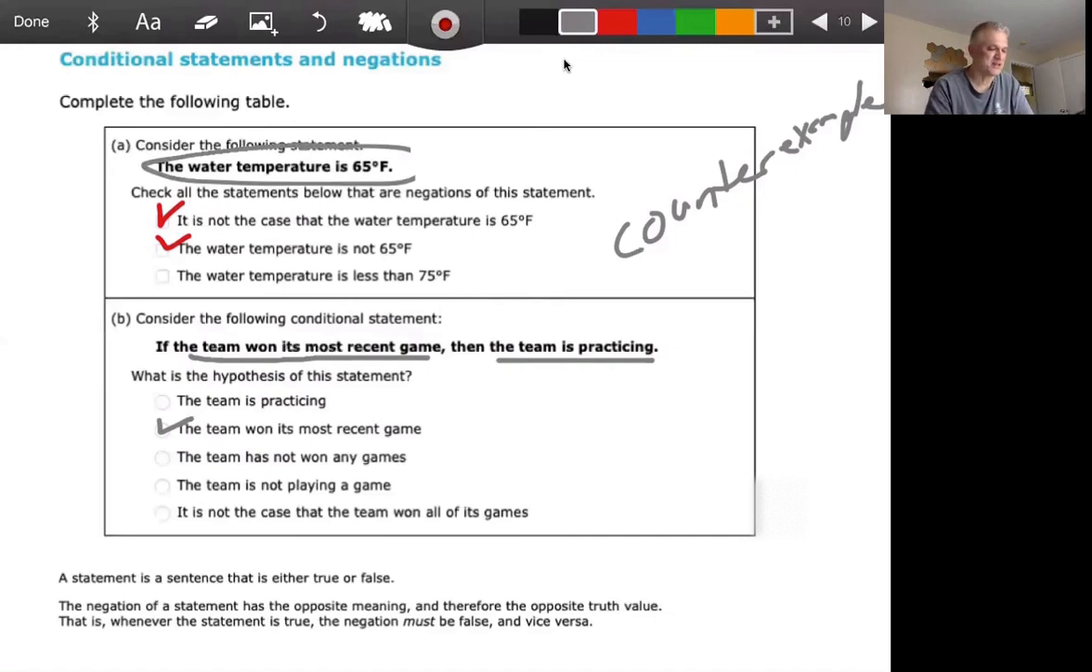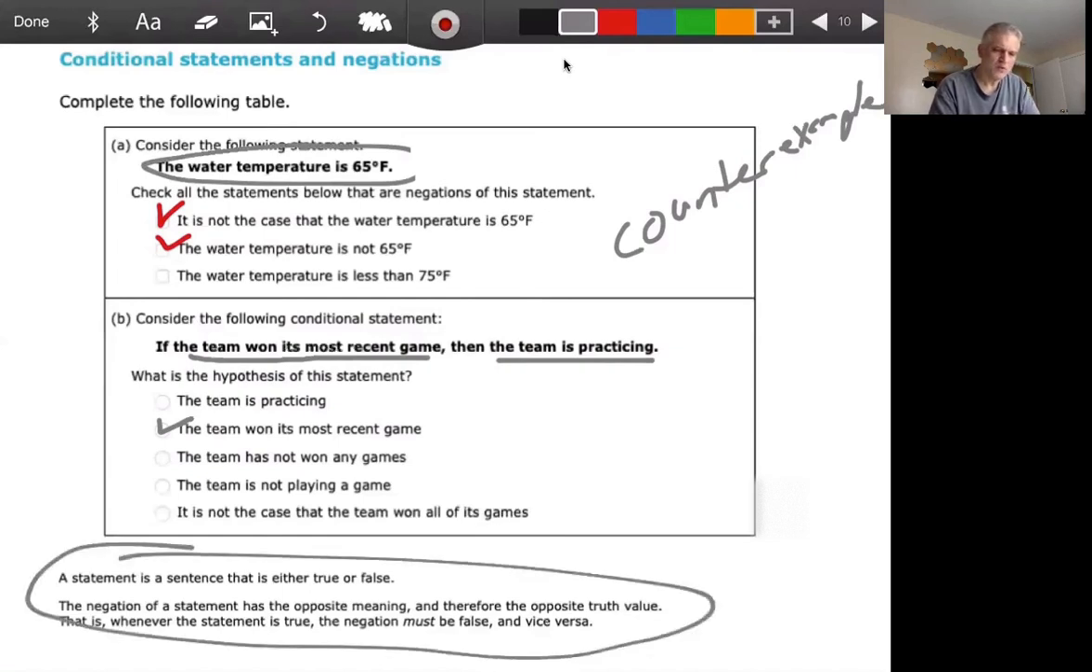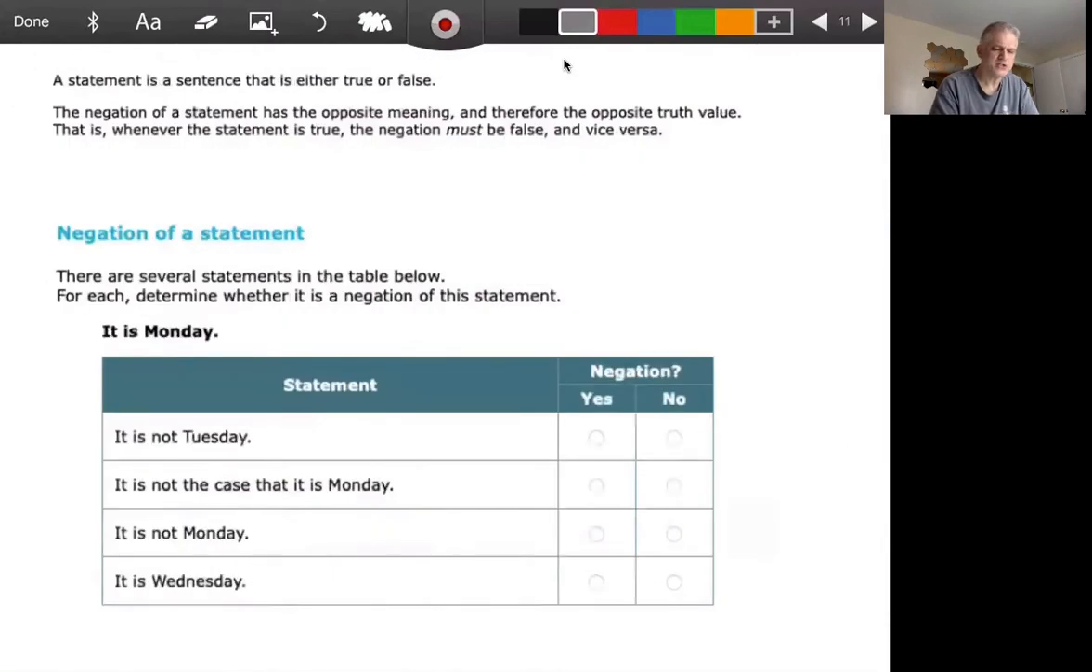Okay, no, it's not saying that. Okay, so we know that the hypothesis is the team won its most recent game. All right. Again, go back to this when you're looking at negations and truth and falsehoods and all that good stuff. I'm going to keep it right there while we look at the negation of a statement. I believe that's it. Oh, we got one more after that. Okay, so this is the last one on the logic.